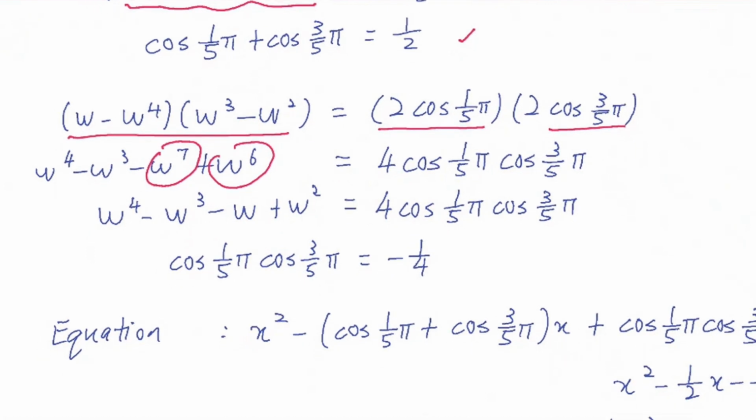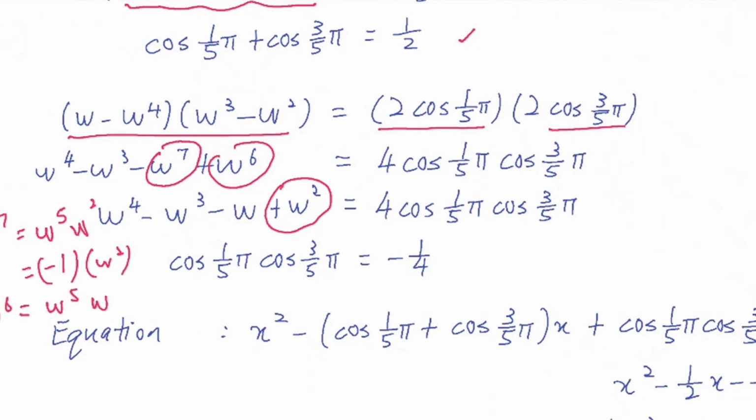Omega to the power 7 is actually omega to the power 5 times omega squared. Omega to the power 5 is a negative one from the relationship that they gave us here. So this gives us a negative omega squared, so overall it will give us a positive omega squared. Omega to the power 6 is the same thing: omega to the power 5 times omega, so we get a negative omega here. When we rearrange everything like this, it gives us a negative one again. So you can rearrange it.